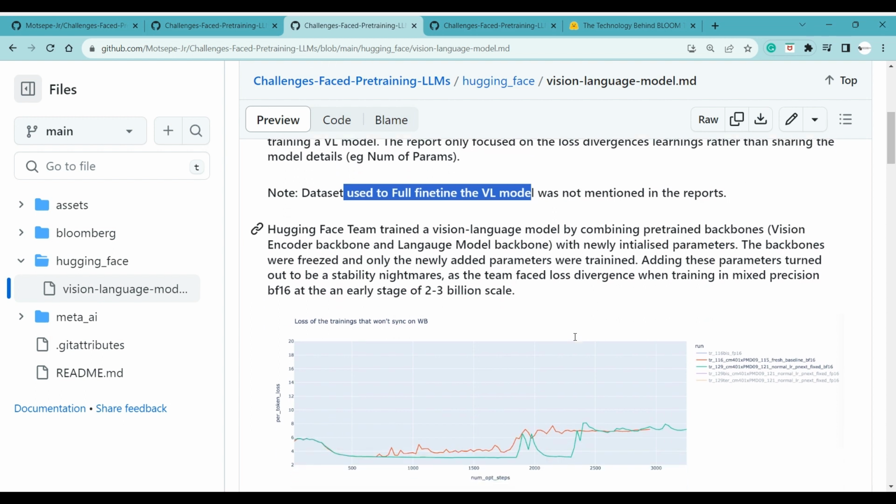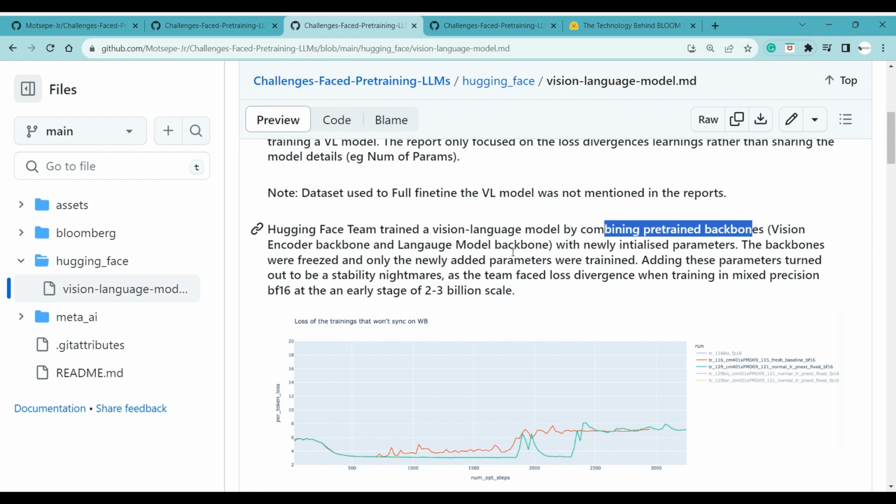The punchline was that the team essentially combined the pre-trained backbones, which were the vision encoder and the language model backbone. Then they added newly initialized blocks between these layers. The pre-trained backbones were the ones that were frozen, and they were going to train and optimize these newly added blocks.